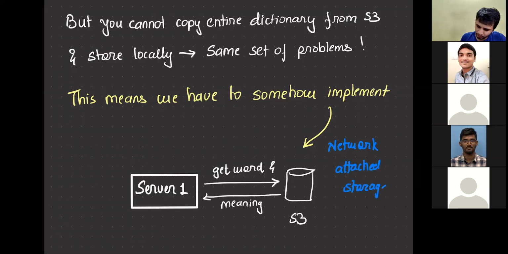This could do a great job. Okay, any idea how we can do this part? If our server can directly talk to S3 and get the word and the meaning, can we directly do that? S3 or any network attached storage, you can assume just a disk connected to a network. How can we efficiently query a disk to get data? So given a word, give me the meaning. Any suggestions here?